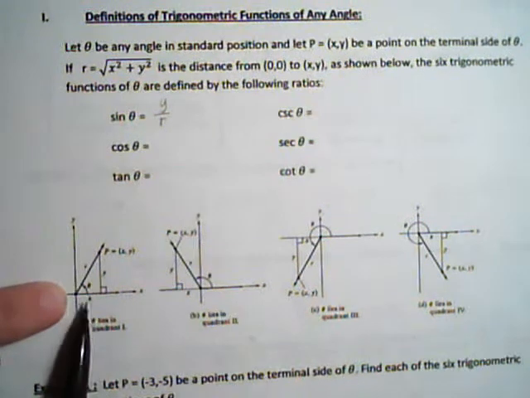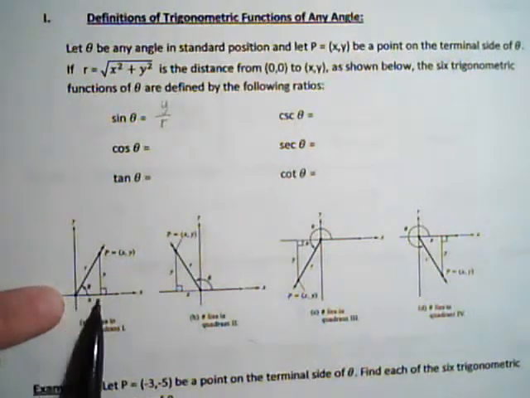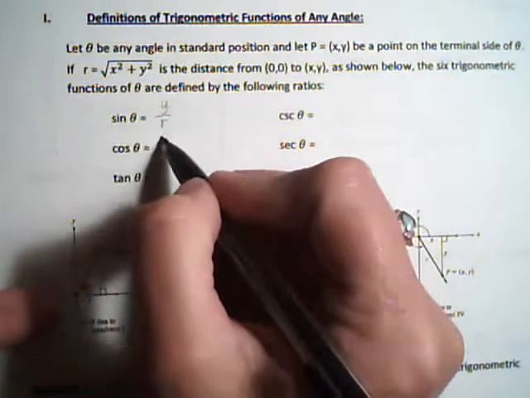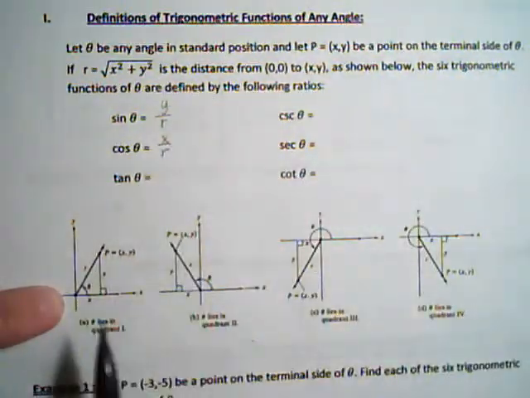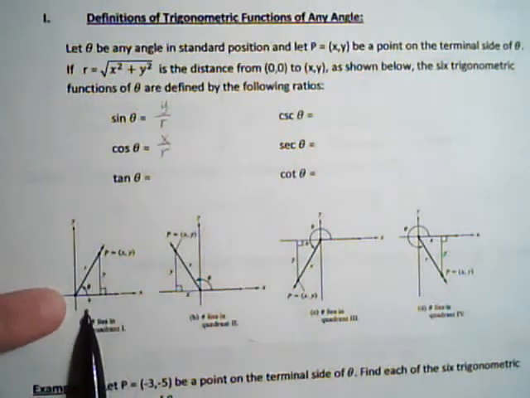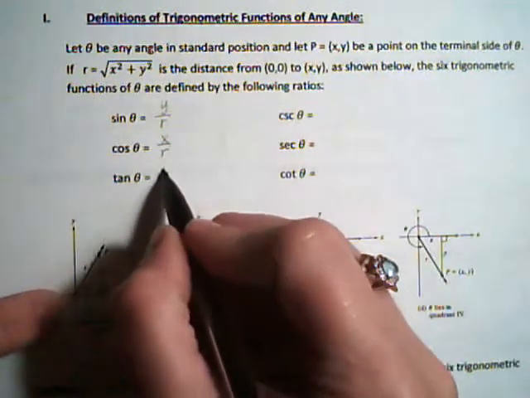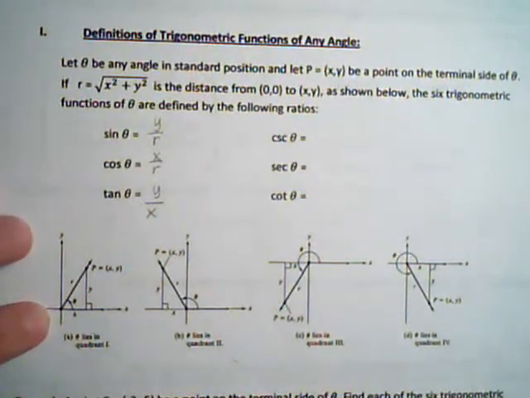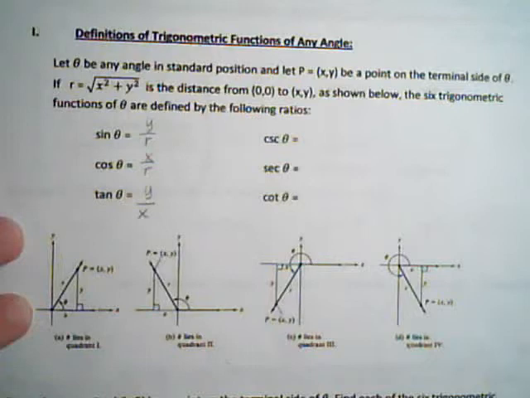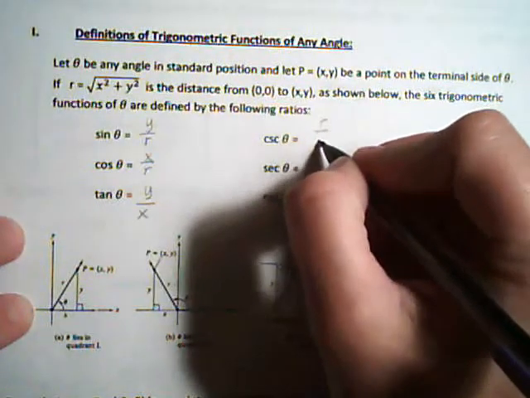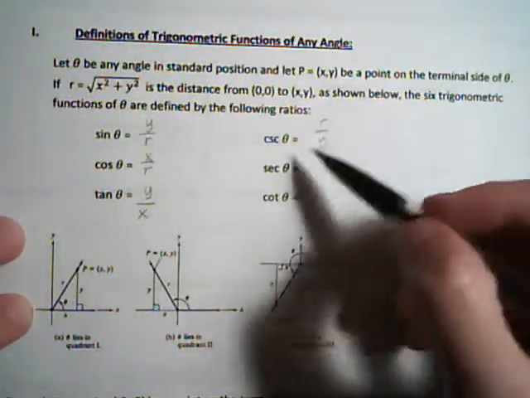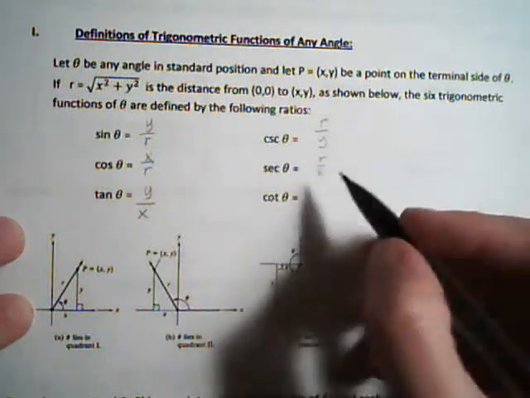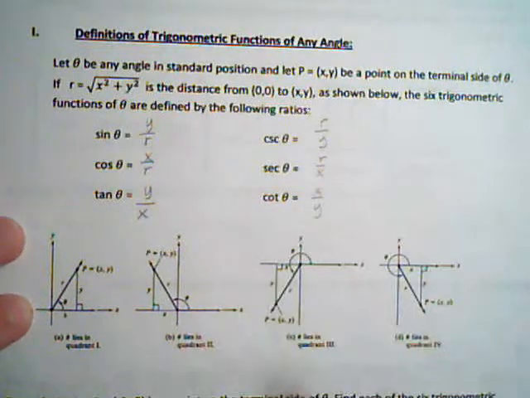The cosine of theta, adjacent over hypotenuse, would be x over r. Tangent of theta, opposite over adjacent, would be y over x. And then we have our reciprocal functions. Cosecant would equal r over y. Secant of theta would equal r over x. And cotangent of theta would be x over y.